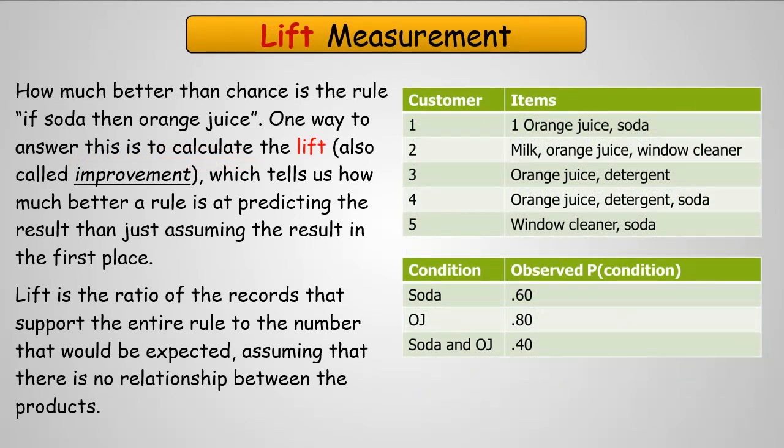Now lift is a measure of how much better the chance is for the rule if soda then orange juice. One way to answer this is to calculate lift, also called improvement, which tells us how much better the rule is at predicting the result than just assuming the result in the first place. So lift is a ratio of records that support the entire rule to the number that would be expected, assuming that there is no relationship between the products at all.